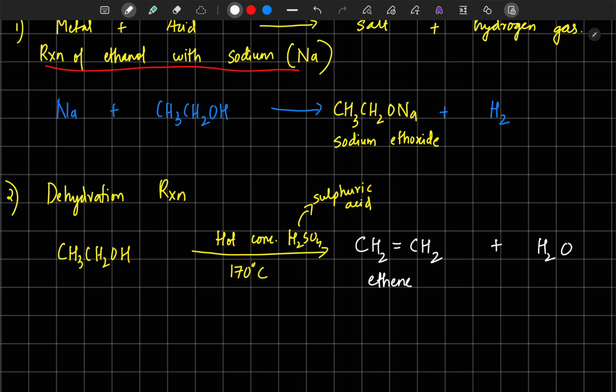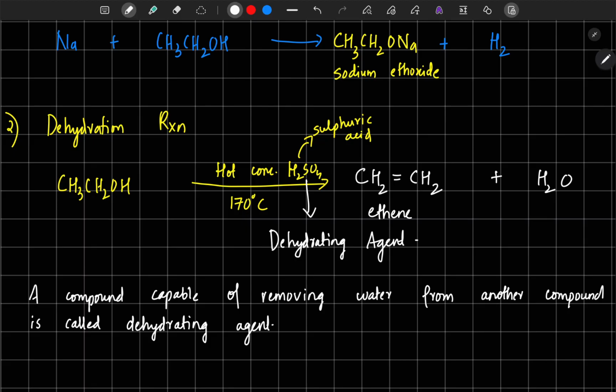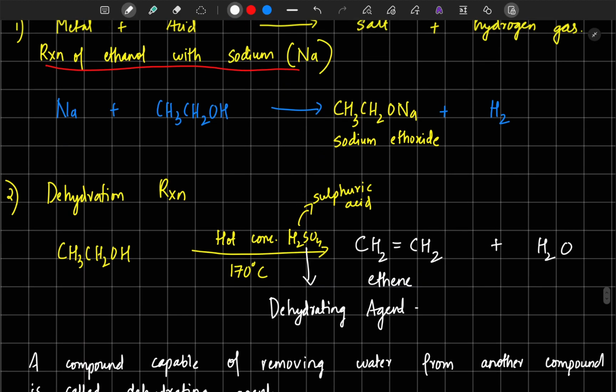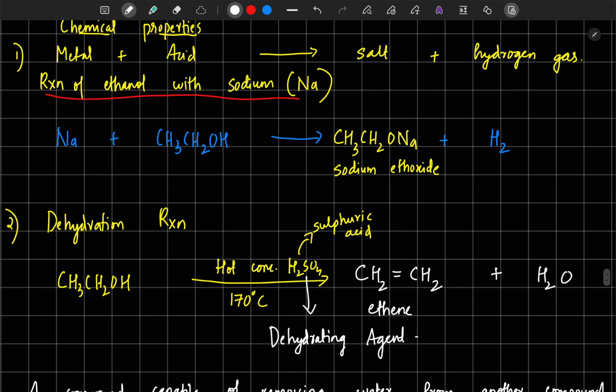Here this H2SO4 is acting as a dehydrating agent. Don't forget this, dehydrating agent. A question can come like, what is a dehydrating agent? A compound which is able to remove water from another compound is called a dehydrating agent. So this is the definition. These two equations, first the reaction of ethanol with sodium, second the dehydration reaction, write these in your notebook and don't forget them. These two are important reactions.